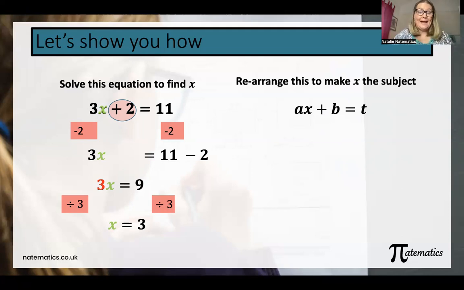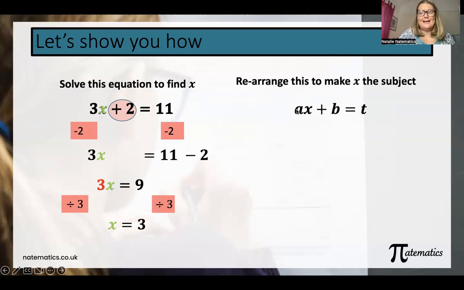Put that answer back into the original equation, and if it's right, you should get 11. So again, just another little tip there, to make a little note of things like that. Okay, over to the other side, and we're going to rearrange this to make x the subject.